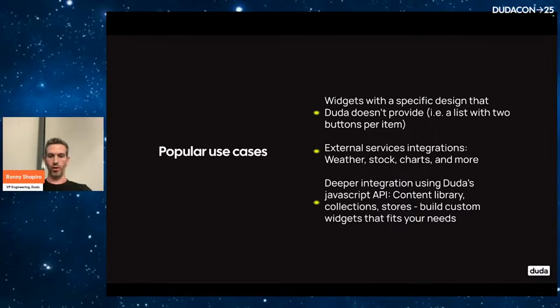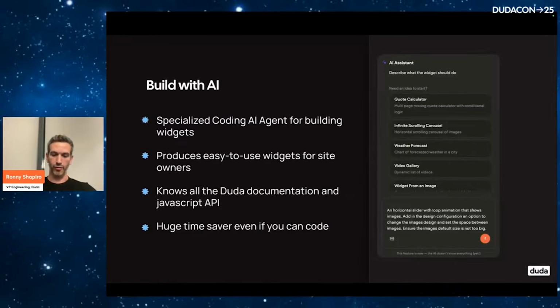But to be honest, the widget builder has quite a learning curve. First of all, you need to learn how to code. Then you need to learn a little bit about the Duda documentation, how to style widgets correctly, how to use the API. So there is some learning to do. But now, with the era of AI, it became so much easier. We've trained our own specialized coding AI agent to build widgets for you. With a very simple prompt, you can build very strong and rich widgets you can publish and use without even writing a single line of code.